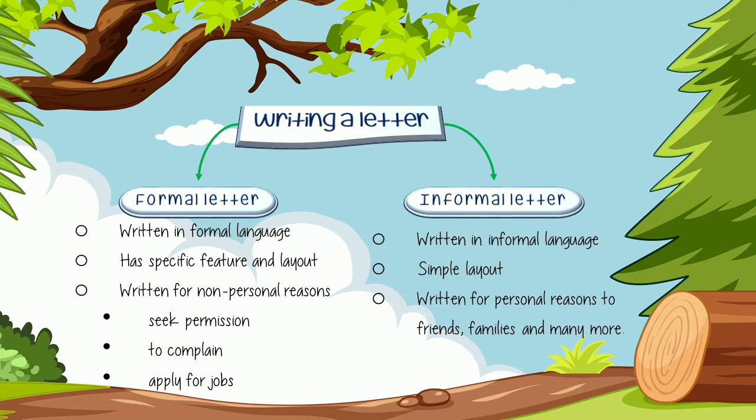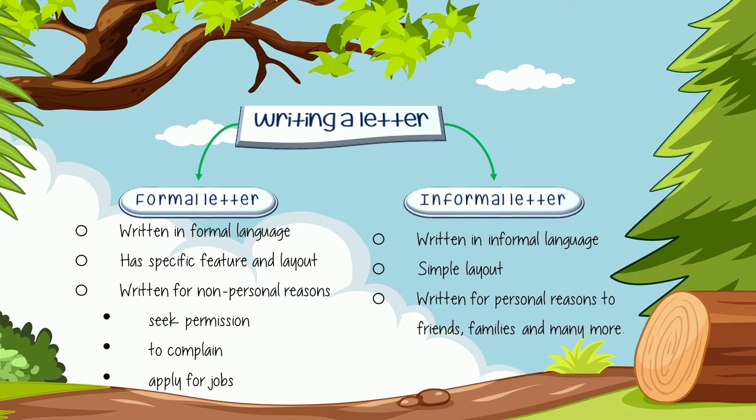In writing a letter, we have formal letter and informal letter. Surat rasmi dan surat tidak rasmi. Okay, for formal letter, it is written in formal language, has specific feature and layout, written for non-personal reasons. For example, to seek permission, mohon kebenaran, to complain, untuk buat aduan, or to apply for jobs, untuk memohon kerja.